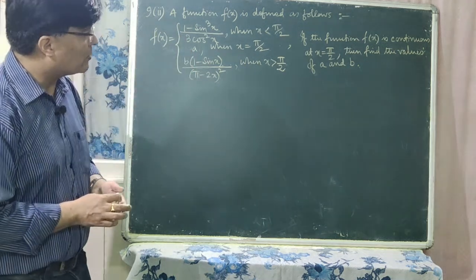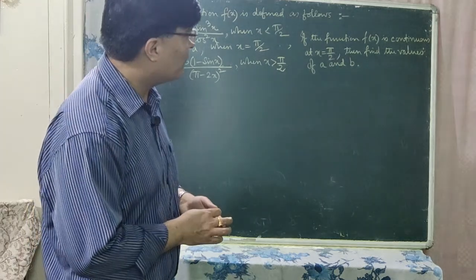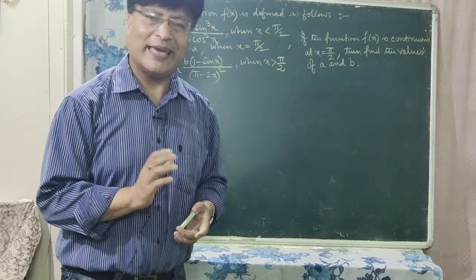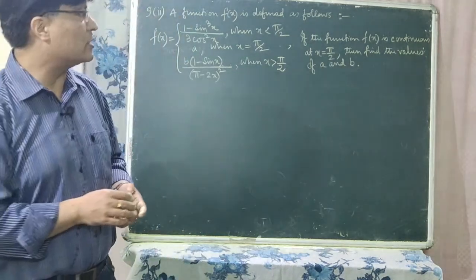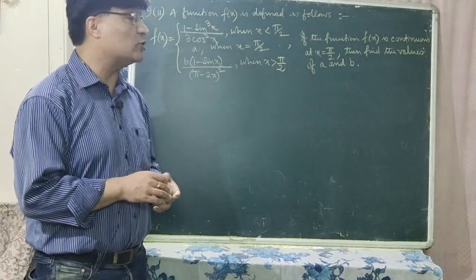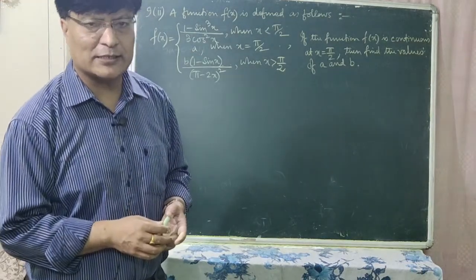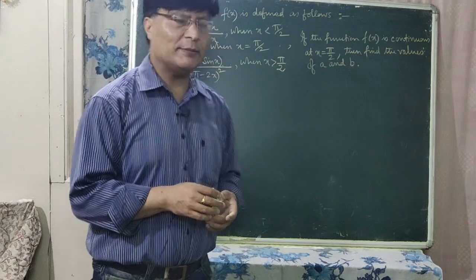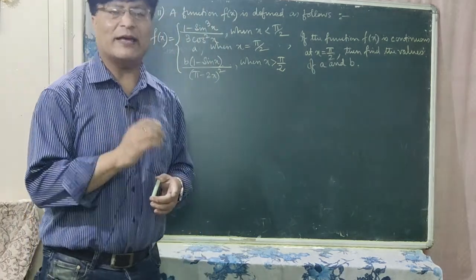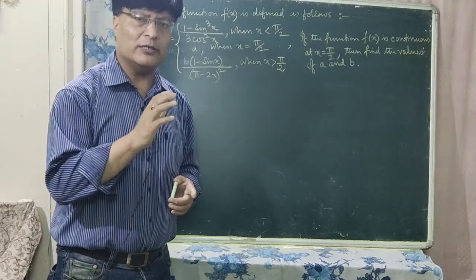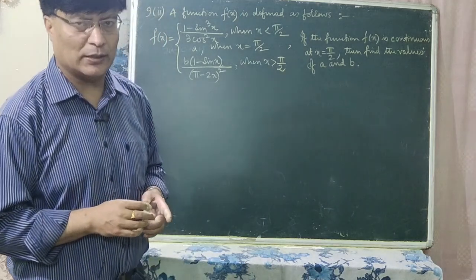Now in the question it is given that if the function f of x is continuous at x is equal to pi by 2, then you have to get the values of a and b. So you have to find out the right hand limit at x is equal to pi by 2, the left hand limit at x is equal to pi by 2, and the value of the function f of x when x is equal to pi by 2. So all these three must be equal.